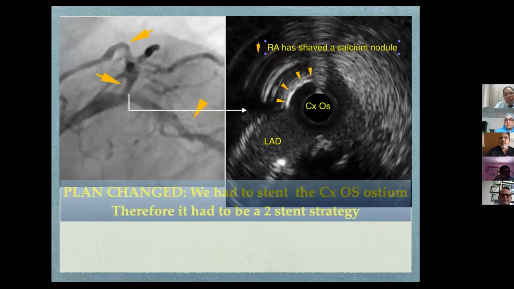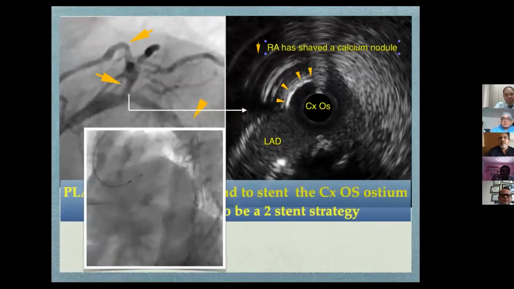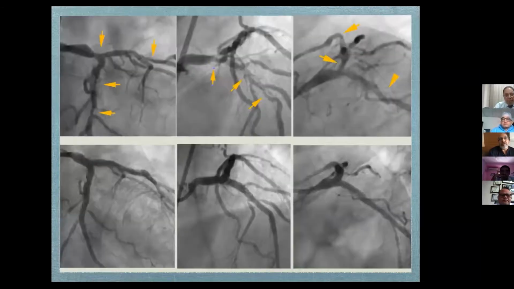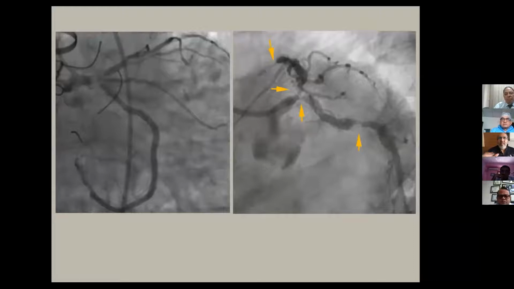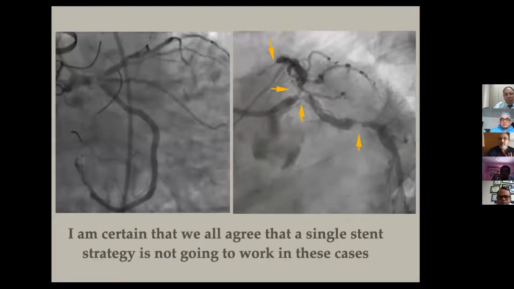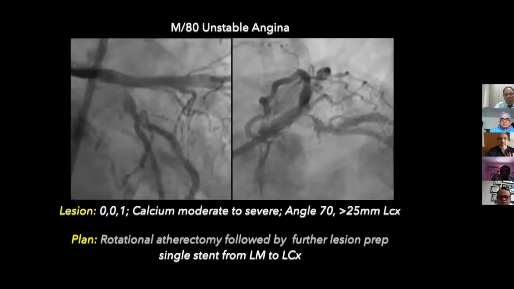So I think it saved us the trouble, because it could have been difficult to engage this later on. And so this is the result. So there's a change in strategy based on the imaging. Of course, in these complex anatomies, angiography alone cannot tell you what kind of strategy you're going to have, and these two cases, most of you would agree, would have to be 2-stent strategies completely.